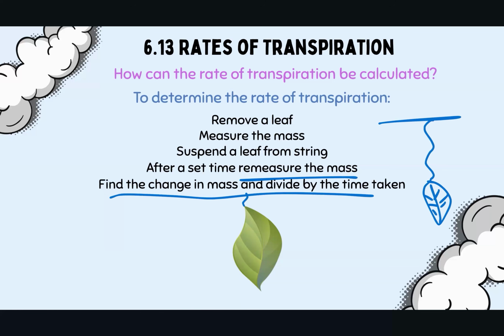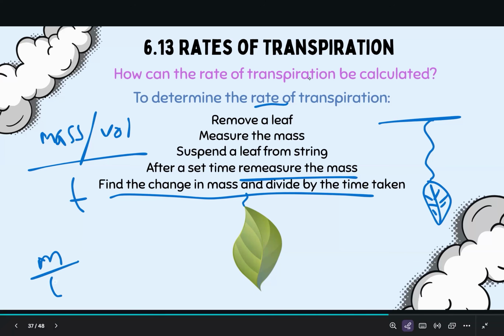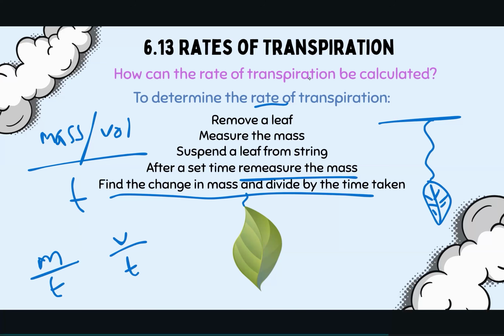Because look what we're trying to find out, the rate. Now think back to what I said to you when we did chemistry. When we say rate of anything, what do we mean by rate? Rate means the mass of something or the volume of something divided by the time. So it might be the mass divided by the time or the volume divided by the time. The change in mass, the change in volume divided by time. So here we're finding out the change in mass and we're dividing by the time taken. So that way we know what the rate of transpiration is.